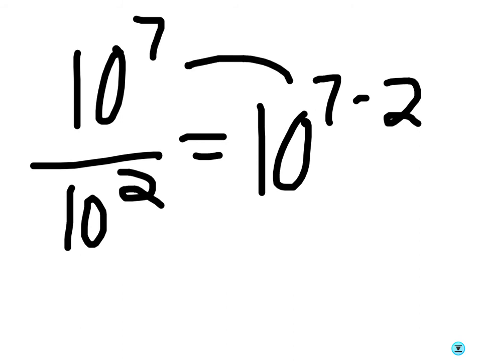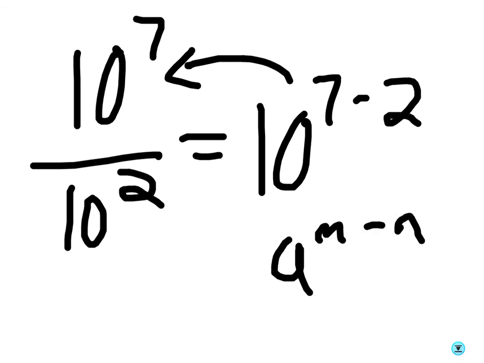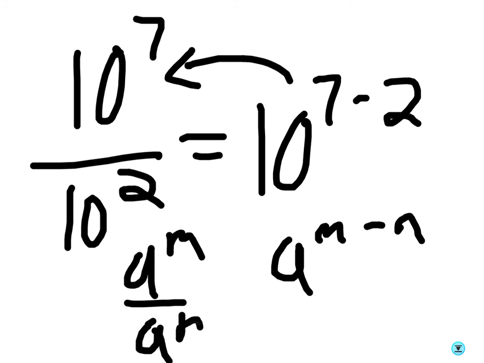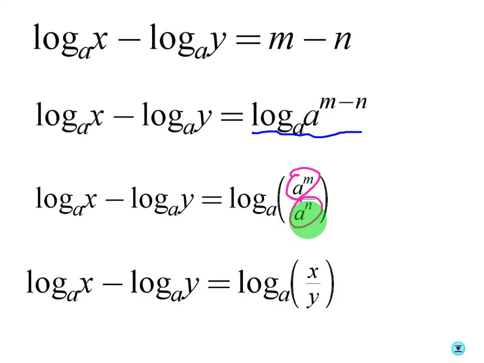So you can actually go backwards and say that 10 to the 7 minus 2 equals 10 to the 7th over 10 squared. The same would be true if you have a to the m minus n. You can write it as a to the m over a to the n. Sometimes when you get overwhelmed with variables, just plug some numbers in and start to make more sense of it. So all that to say that this a to the m minus n becomes a to the m over a to the n.